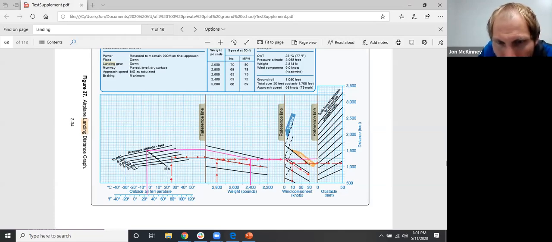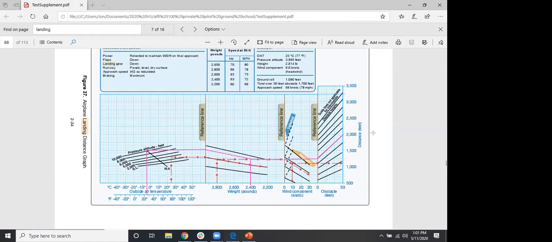Right there. Okay. Now you said you want a 50-foot obstacle. Yeah. Okay. So we need to follow up these reference lines. And I'm getting a number that's dang near 2,000, which would be 1925. 1925 was the answer. I'm pretty close to 2,000, 1925.